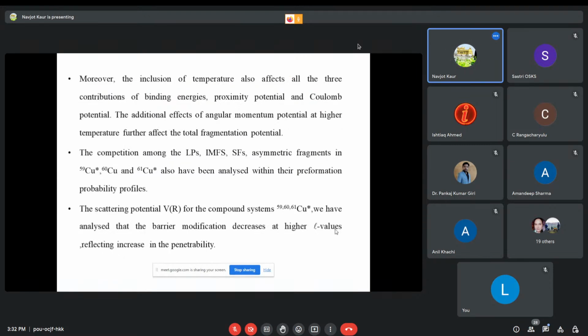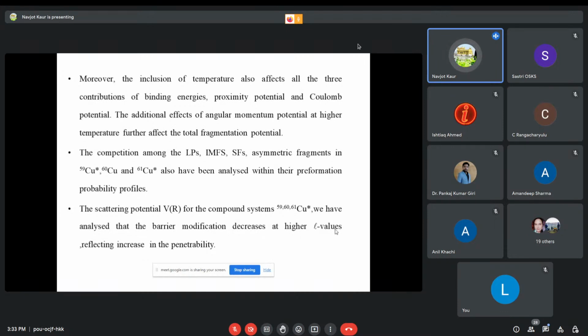Moreover, the inclusion of temperature also affects all three contributions of binding energy, proximity potential and Coulomb potential. The additional effects of angular momentum potential at a higher temperature further affect the total fragmentation potential. The competition among the light particles, intermediate mass fragments, symmetric mass fragments and asymmetric fragments in 59, 60 and 61 copper has been analyzed with their preformation profiles.